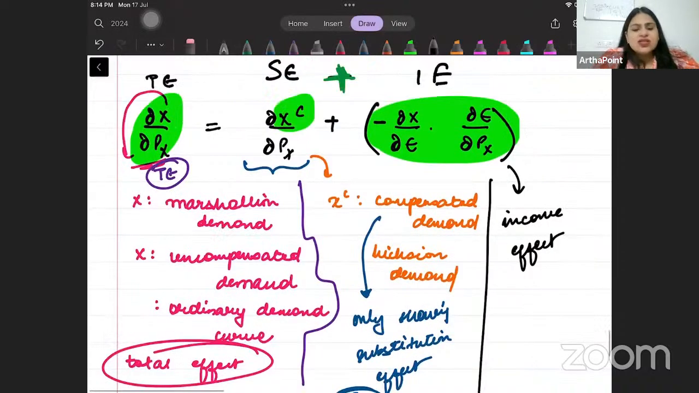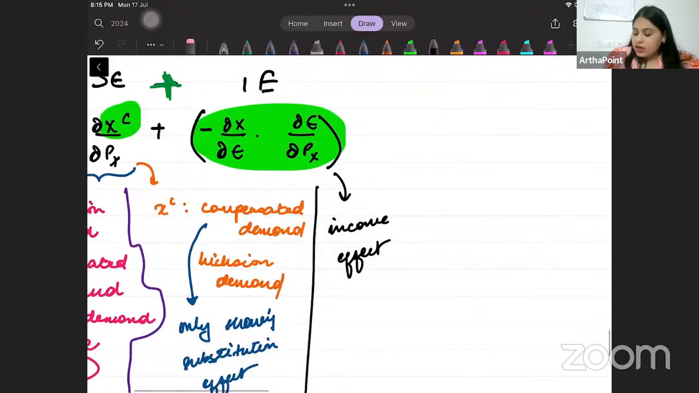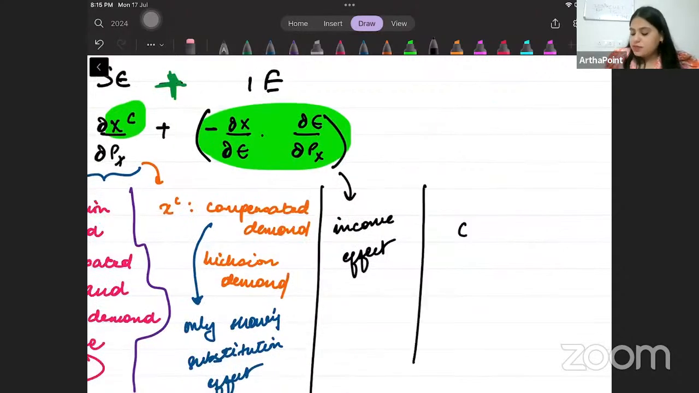Now, let's take one more step here. Just think about this. Expenditure is nothing but the price of good X into the units consumed. That is what expenditure is. If I am buying 4 units of good X, each at 10 rupees, I am doing an expenditure of 40 rupees. So expenditure is X into PX.